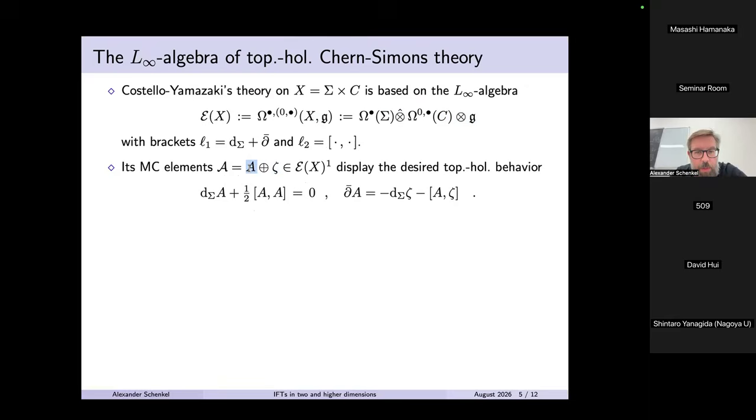So the one-form A along Sigma is flat along Sigma. Okay. That is the feature one would like to have for a Lax connection. And the del bar of this one-form is not 0. So this is not holomorphic, but it is something which depends on this other component, the form component along the Riemann surface.